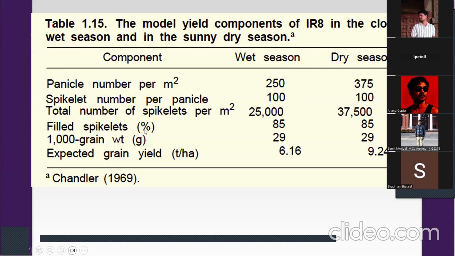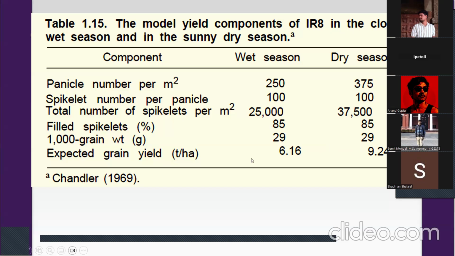Then filled spikelet percentage. In this case, it is 85 for both. It is given 85 here, 85 here. And then 1000 grain weight in gram is equal in both, 29, 29. Expected grain yield: you can multiply the last three. Total spikelet per meter square into filled spikelet and into 1000 grain weight. So you will get the grain yield in tons per hectare, 6.16. Similarly, here you get 9.24.